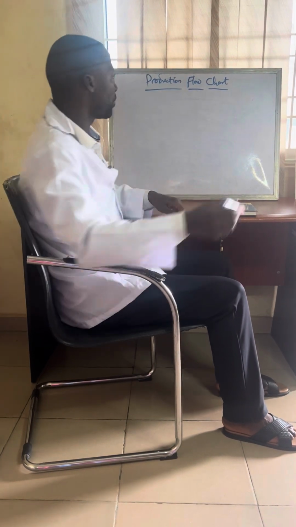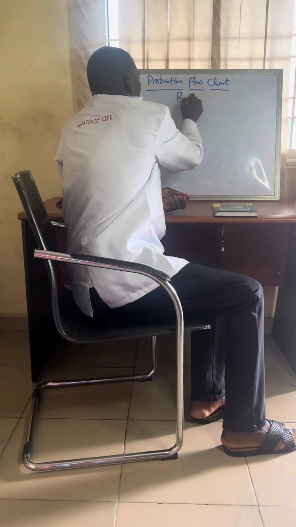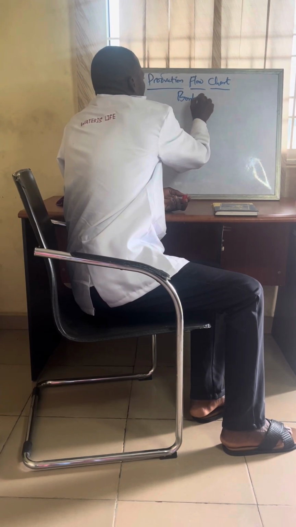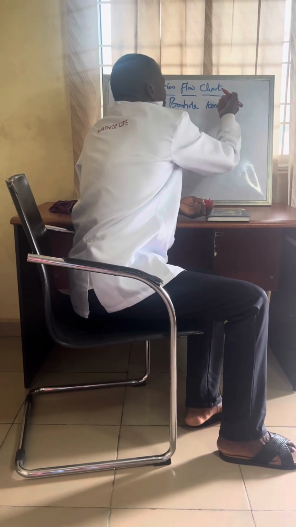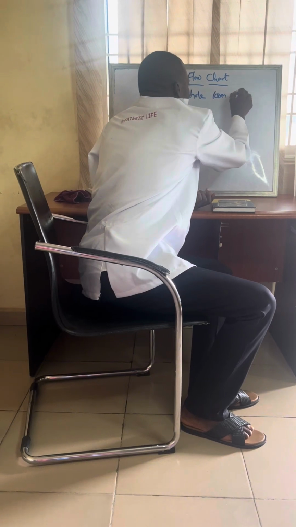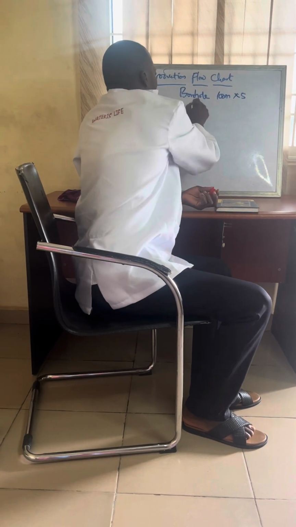Now, if you have a water factory and you want to prepare a flowchart, how do you go about it? Remember that our major raw material in a water factory is water. So now we're starting from the borehole. Now, what is the depth of your borehole? Let's assume we have a 100-meter borehole. Then another question is, how many boreholes are giving you the source of water? Let's assume you have 5 boreholes.